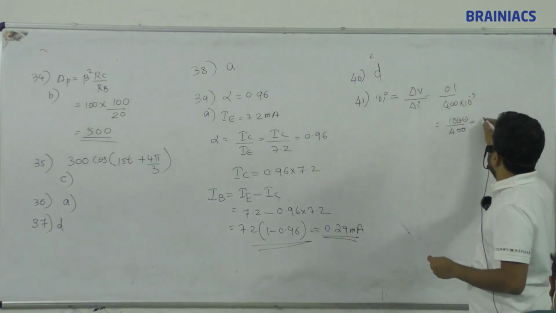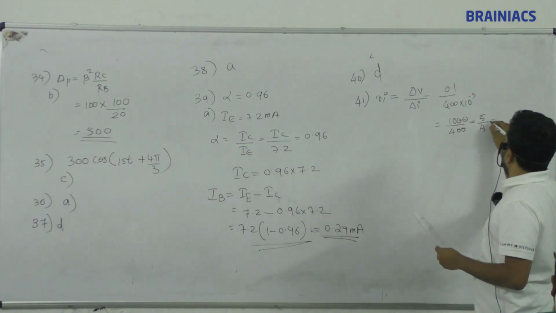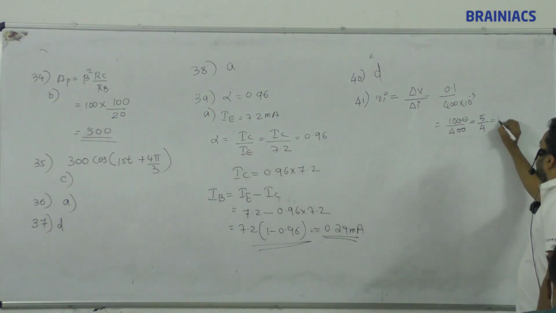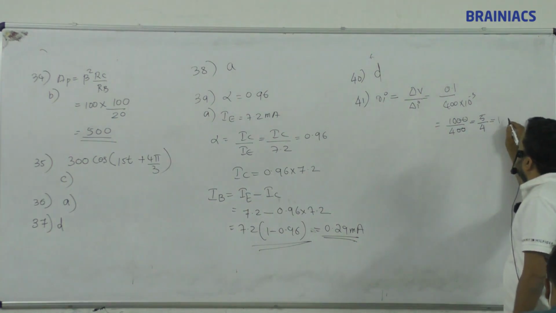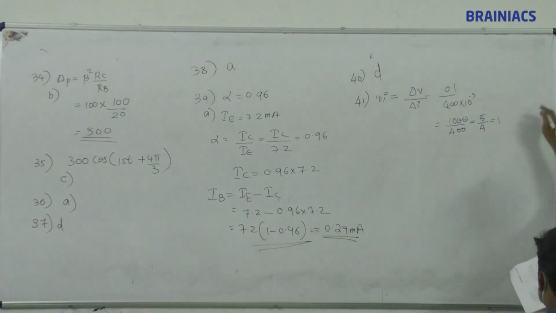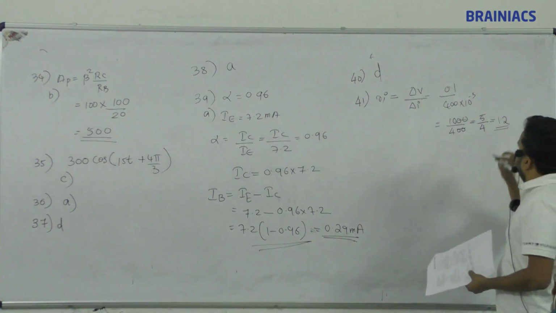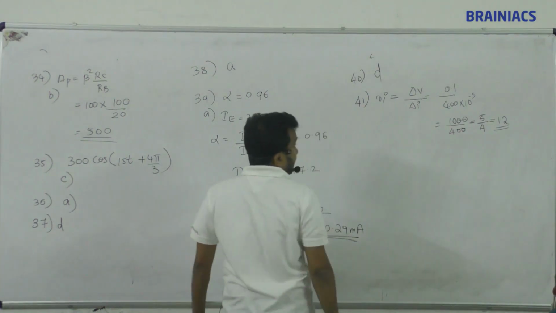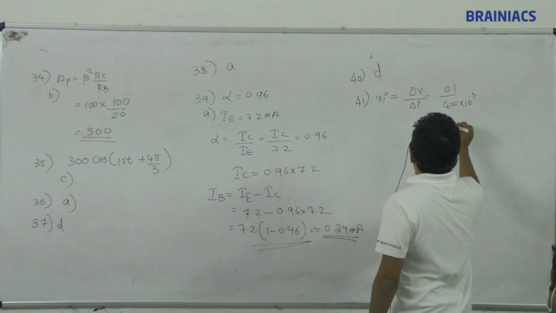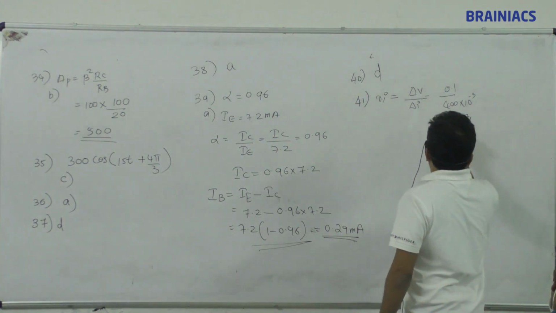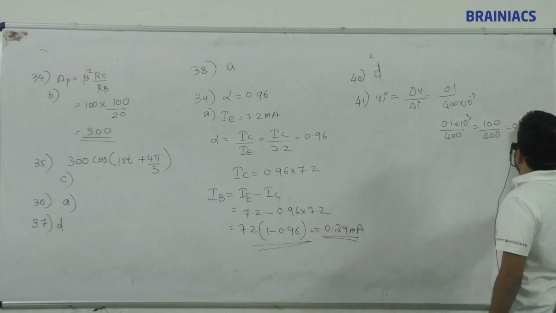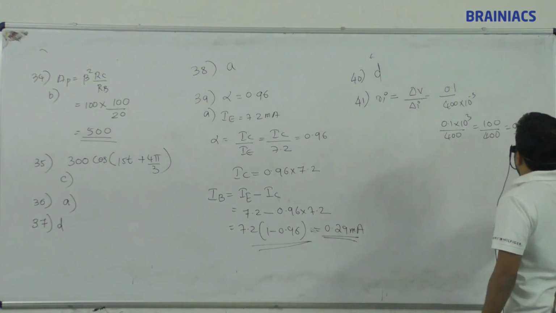400 milliampere means, so the zeros cancel. 5 by 4. How much will come? 1 point. Right? 5 by 4, right? 0.25. So 0.1 into 10 power of 3 divided by 400, which is equal to 100 by 400, which is equal to 0.25.